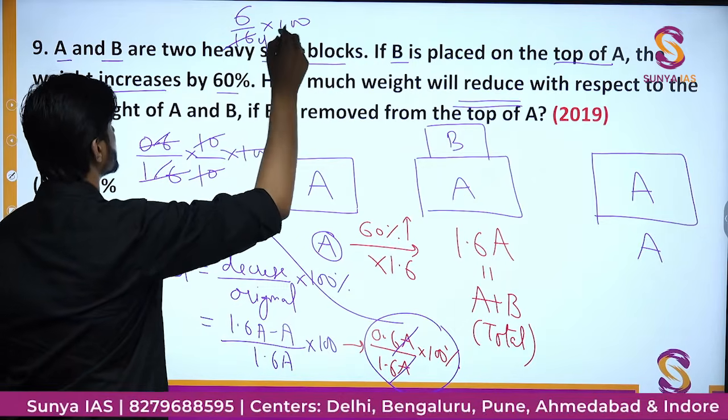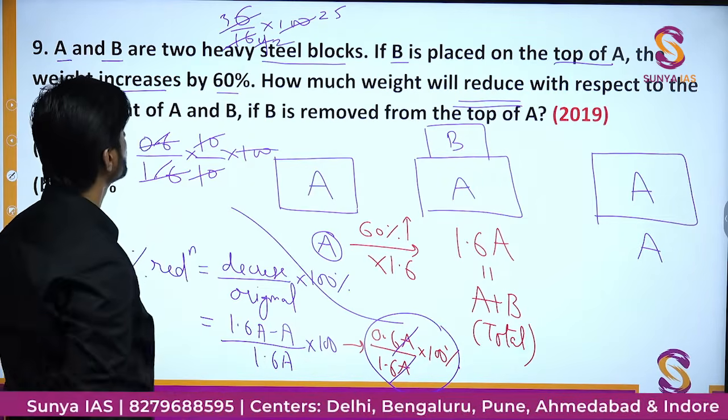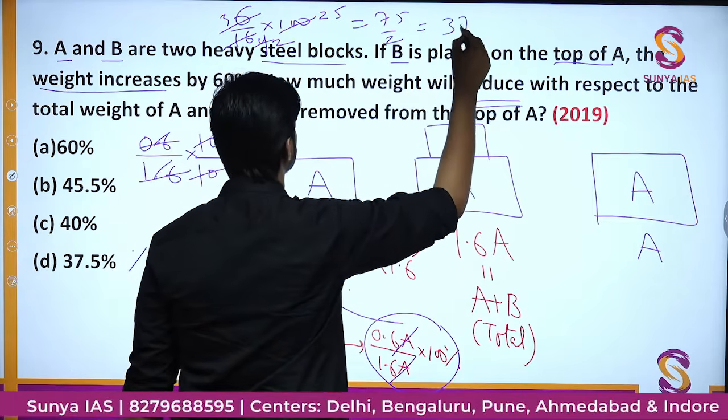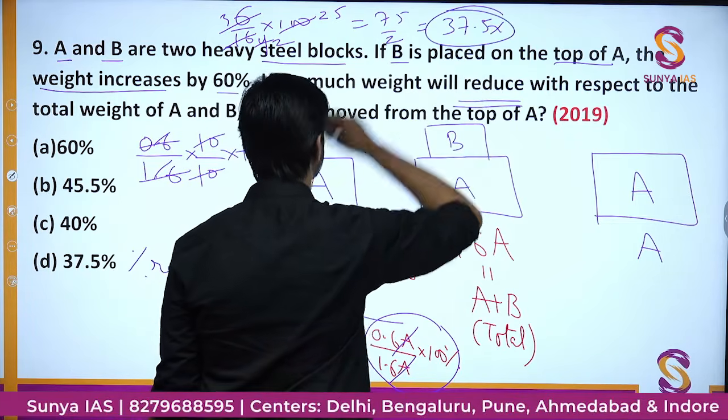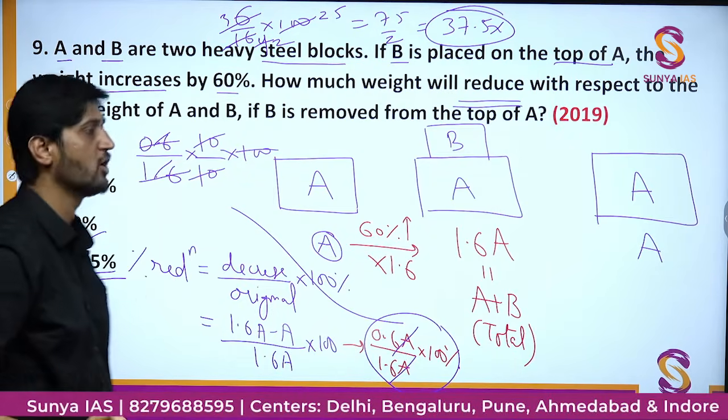Here it goes 4 times, 5 times. Here we have 3, here we have 2. Overall we get 75 upon 2. That is 37.5% as the correct answer. So option number D here would be the correct option.